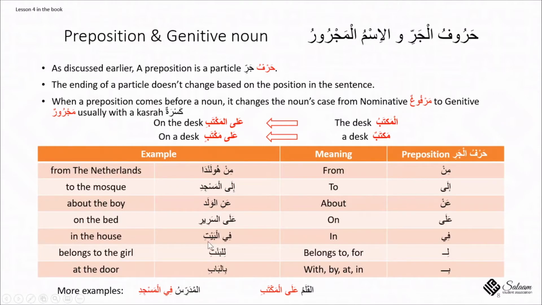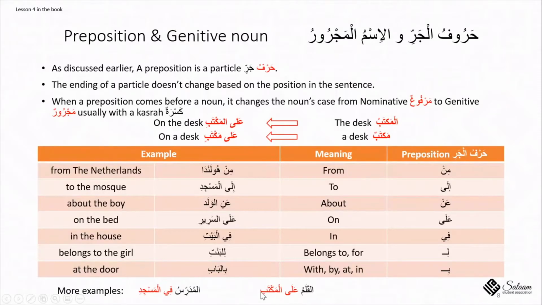This is more examples about the preposition. This is a complete sentence now: القلم على المكتب. If you know what القلم means, it means a pen. We had it in the previous lecture. على المكتب: على means on, المكتب the desk. القلم على المكتب. This is a complete sentence now.